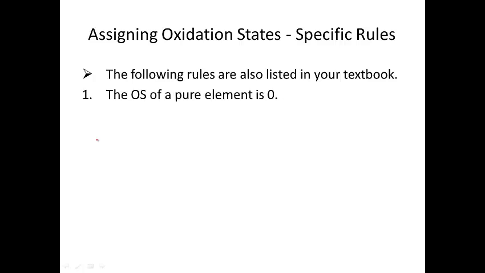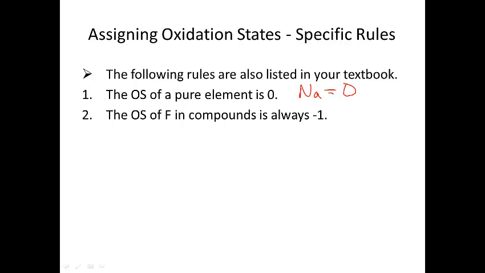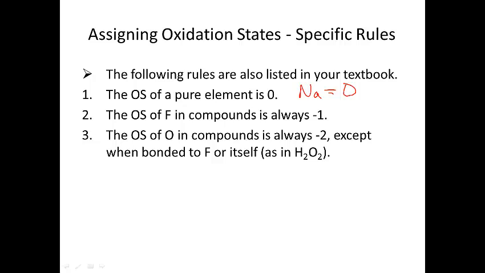The oxidation state of a pure element is 0. So if I just had Na, if I had neutral sodium, I would assign that 0. So any neutral atom is 0. F is always -1. And now it's like prioritizing, right? Pure element is 0. F is always -1. O is always -2, except when bonded to F or when bonded to itself.